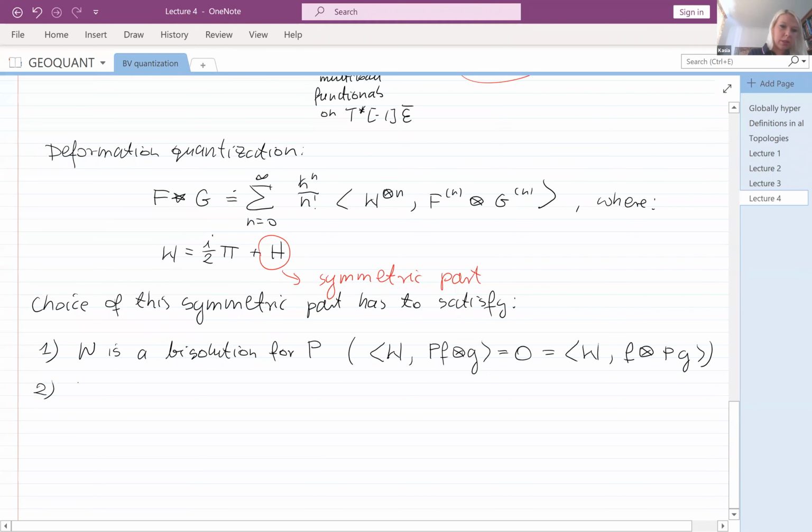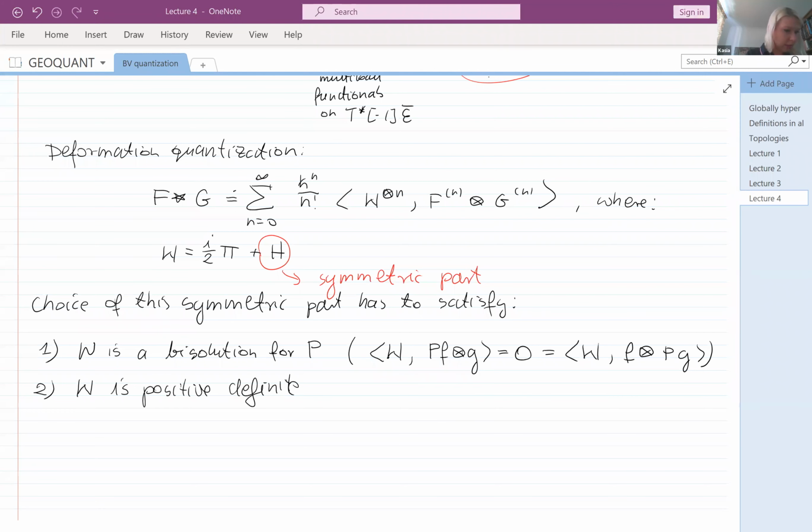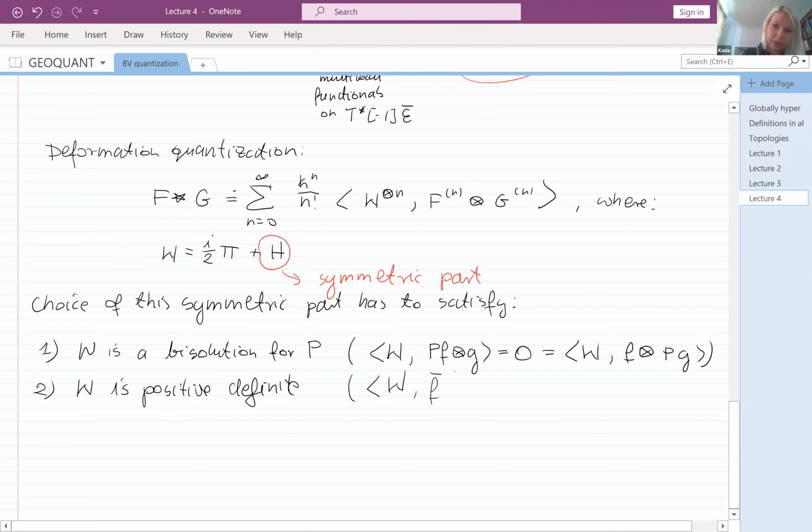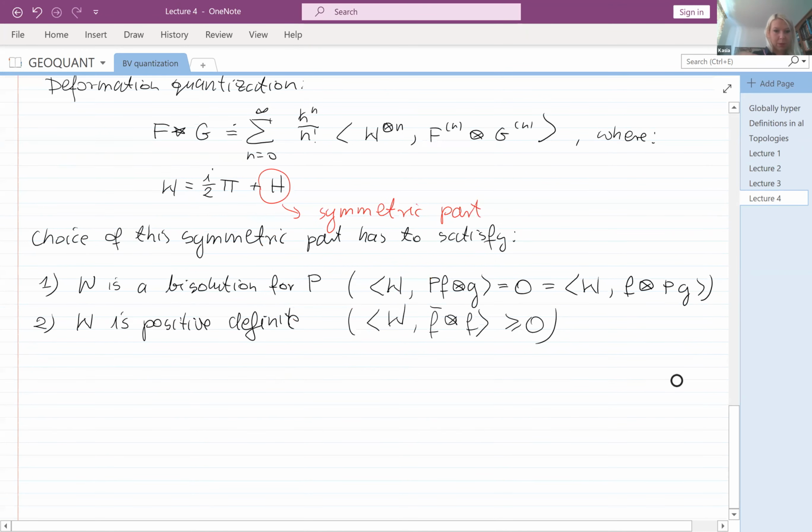2, W has to be positive definite as a distributional kernel. Positive definite. Okay, so this is saying that if I take f complex conjugate and f plugged into W, this has to be greater or equal to 0.